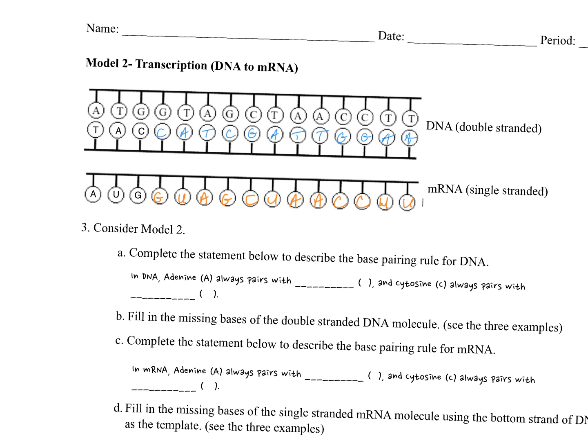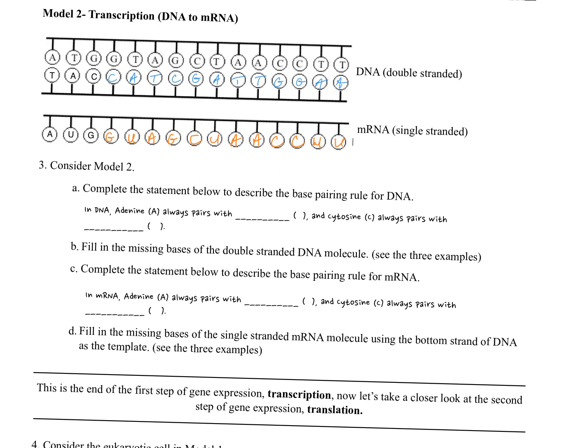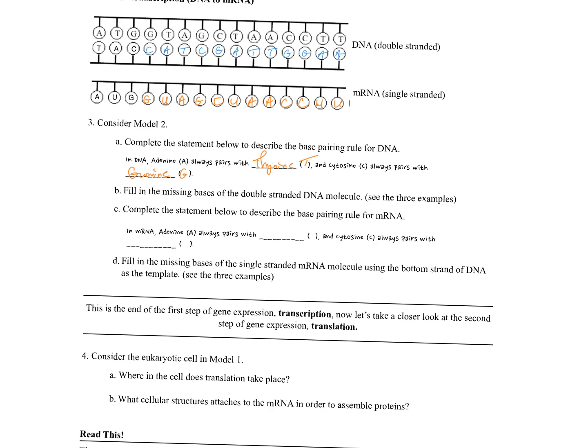Complete the statement below. In DNA, adenine, also known as A, always pairs with what? T is correct. Thymine is correct. Cytosine always pairs with what? G, which is guanine. Don't worry about it. Just know G. You don't need to know the words. A with T, G, C, and G. That's it. Different nucleotides.